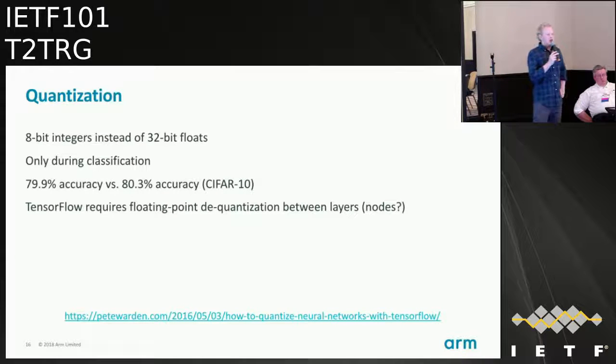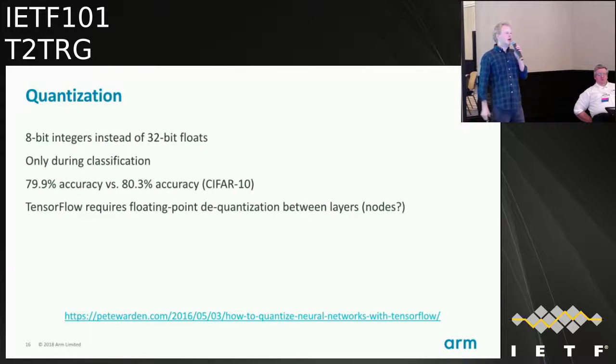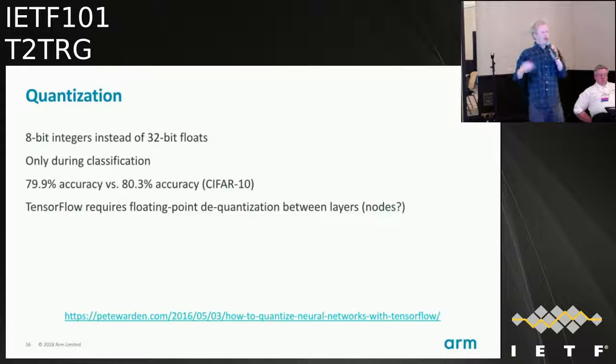TensorFlow requires floating point dequantization. If you quantize, you map a floating point to an int 8. So you hold the minimum value and the maximum value that you might have, and then you map it in between. TensorFlow requires you to put it back to a float whenever you're done with a neuron. We worked around that because this is very slow on microcontrollers that don't have a floating point unit, which is a lot of them. So that's a way around it.